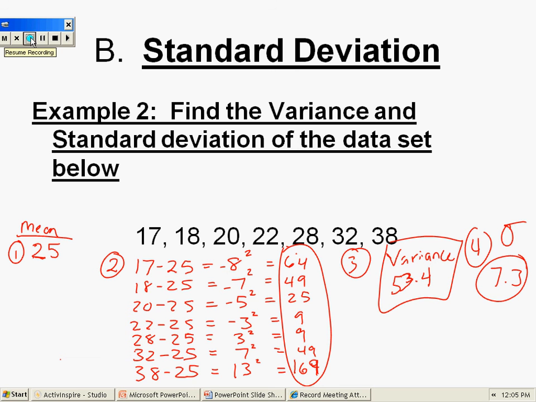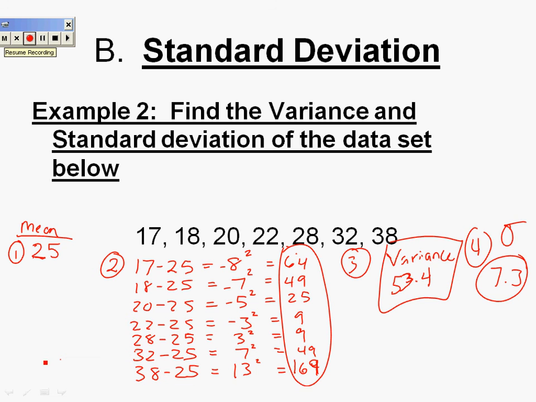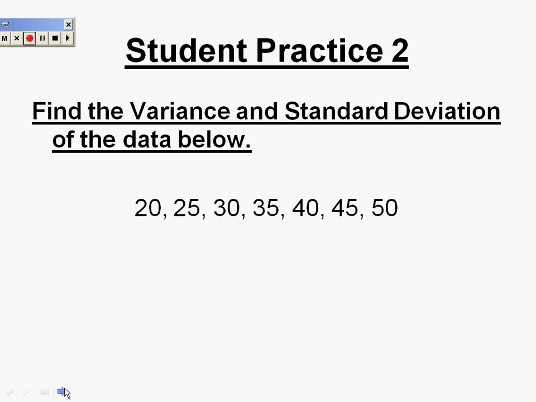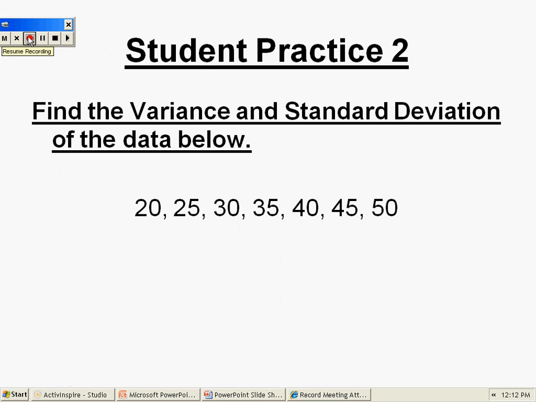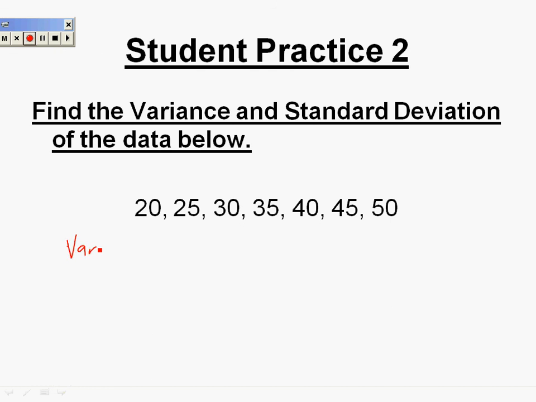Okay, now you guys are going to find the standard deviation of another set of data. There you go. The variance was 100. And therefore, the standard deviation was 10.